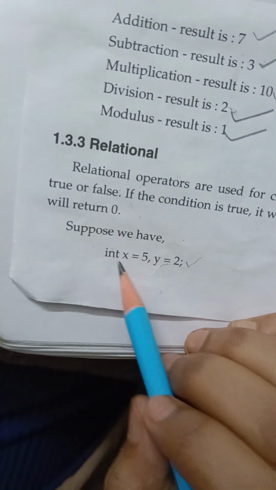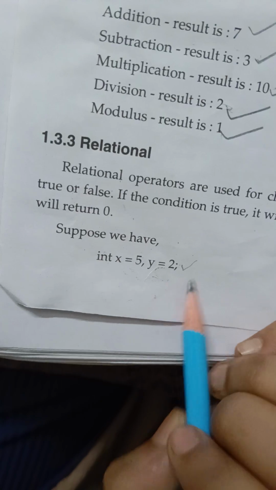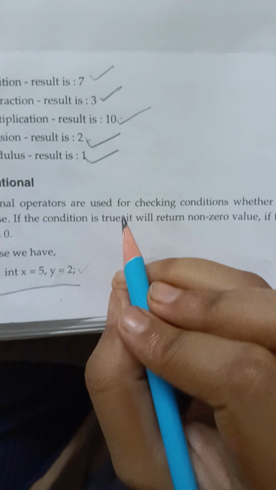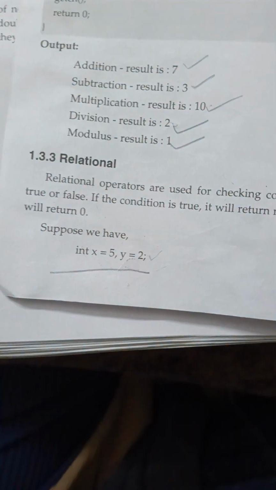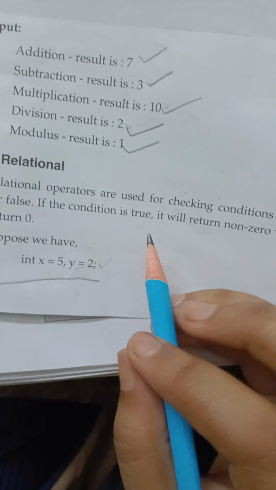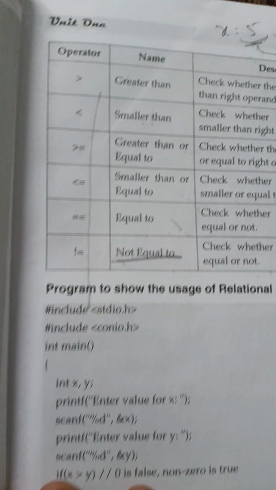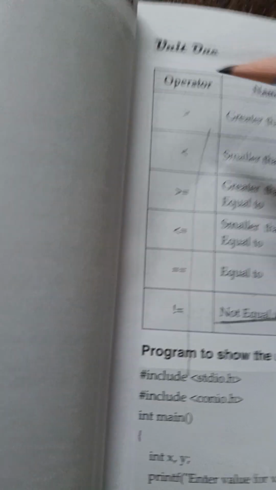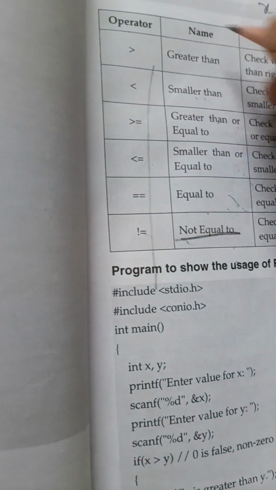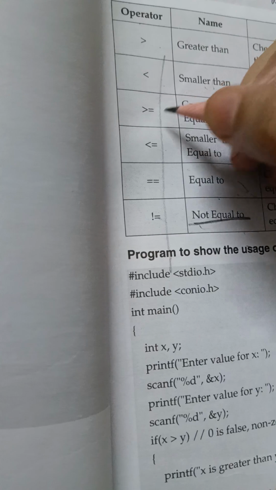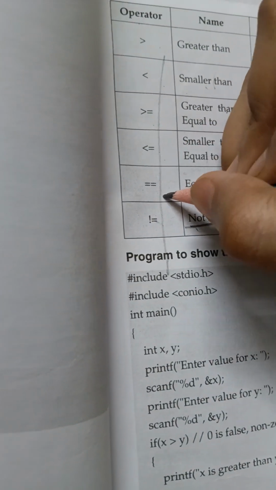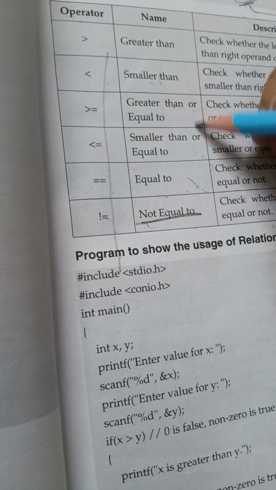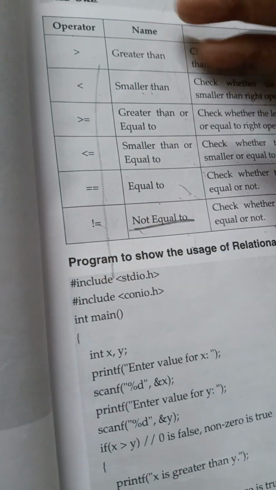Suppose we have integer x equals to 5 and y equals to 2. So in this also we have taken the same thing. So relational operator means checking the condition, if it is true, false, and yeah, 0 value and non-zero value, we are checking that. So here also we have to take the same question and just do the operation here. So in relational, what we will get? Greater than, smaller than, greater equals to, smaller equals to, and not equals to. Just write the names of this and remember this. You need to remember this.